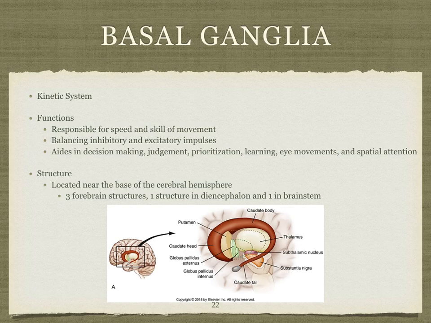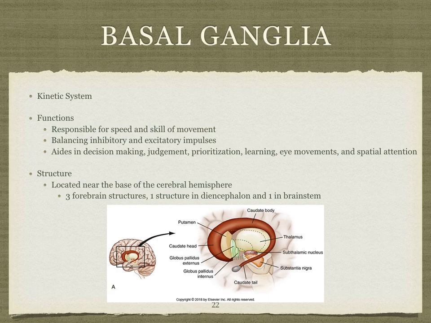Kinetic means related to or resulting from motion. So our basal ganglia, as we've learned, has a big role as a blueprint for our volitional control. So we're responsible within this structure for speed and skill, balancing inhibitory and excitatory impulses. So again, inhibitory is stopping that competing movement.